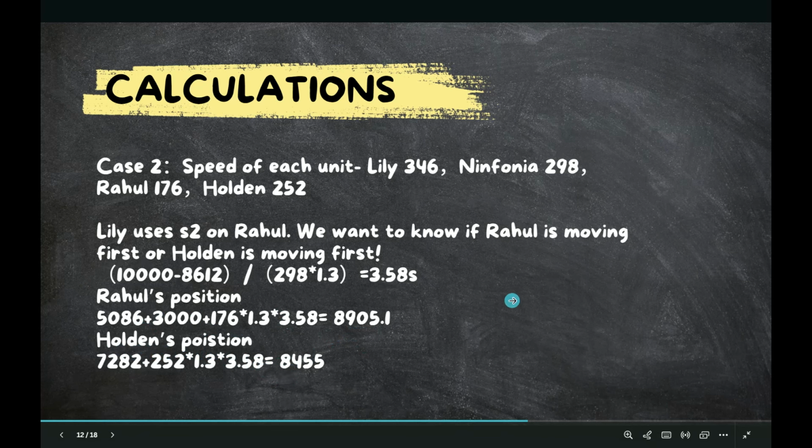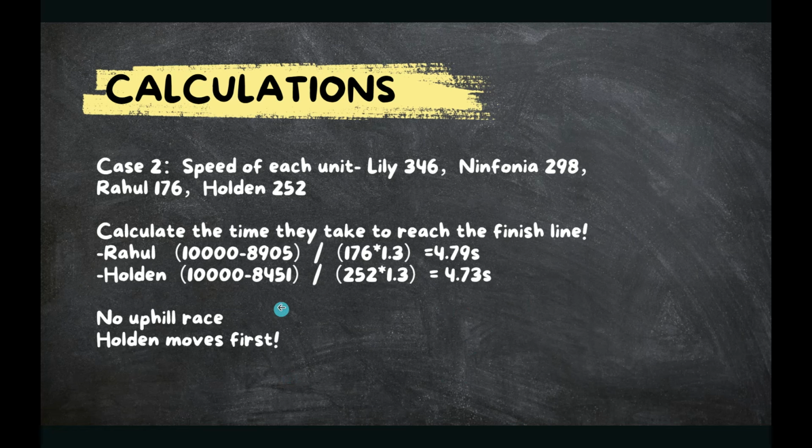Okay, and the rest is gonna be very easy. You just use the distance left divided by the speed of each unit, and then you will get the time they used to reach the finish line. And Rahul used 4.79 seconds, and Holden used 4.73 seconds. Holden used less time, so Holden is moving first.